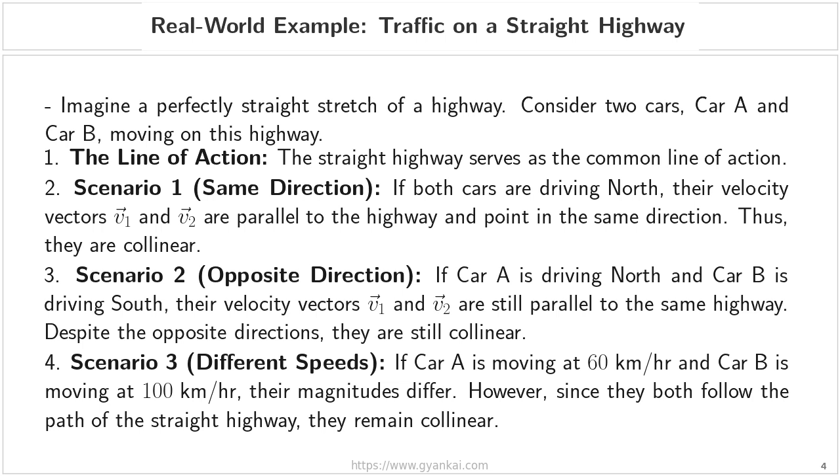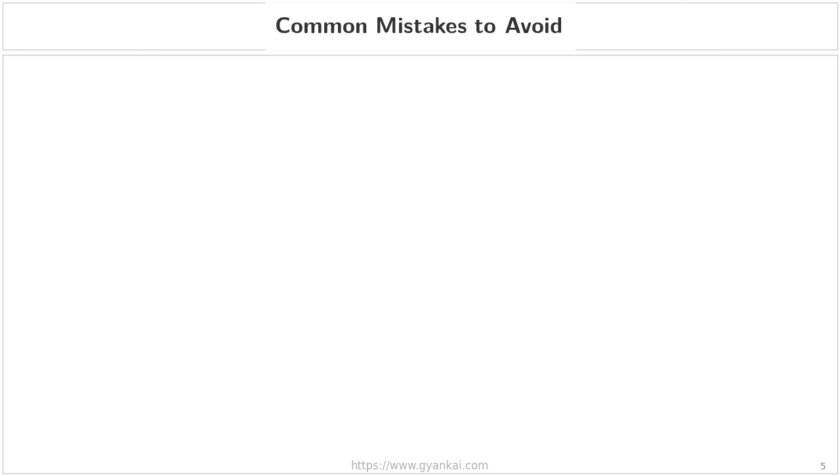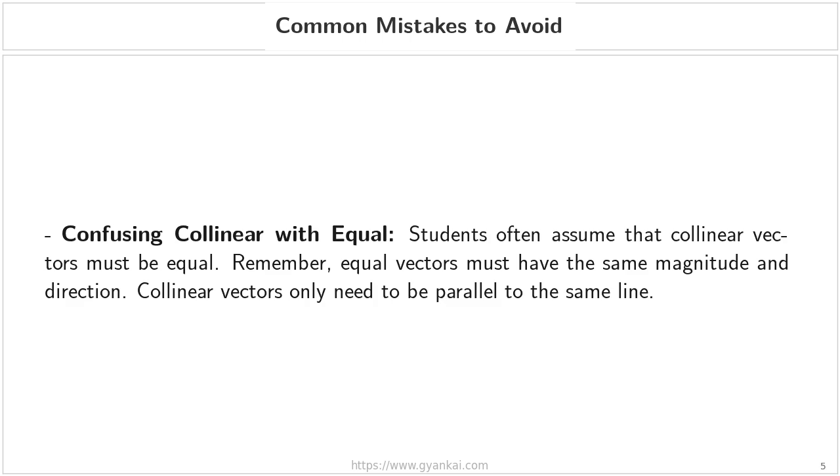Now, before we move on, let's pause and look at some common pitfalls where students often get tripped up. Common mistakes to avoid. First, please be careful not to confuse collinear with equal. It is a very common mistake to assume that if two vectors are collinear, they must be identical. However, remember what we discussed regarding magnitude earlier. For vectors to be equal, they must have the exact same magnitude and the exact same direction. Collinear vectors are much more flexible. They only need to share that same line of action or be parallel to it.